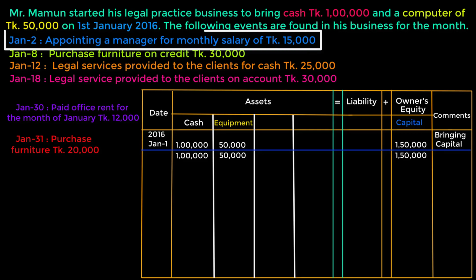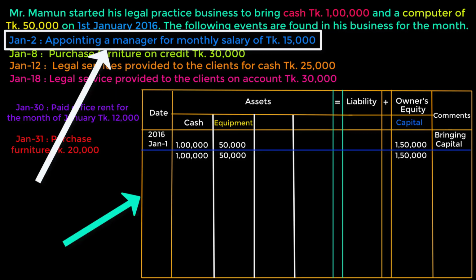Look at this event on January 2. Appointing a manager for monthly salary of taka 15,000. Tell me, for appointing a manager, will these assets, liabilities or owner's equity be increased or decreased? No, they will neither be increased nor be decreased. That's why this event is a non-transaction event. Therefore, we will not count this event to show here in this tabular form.